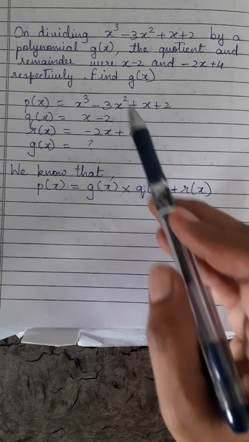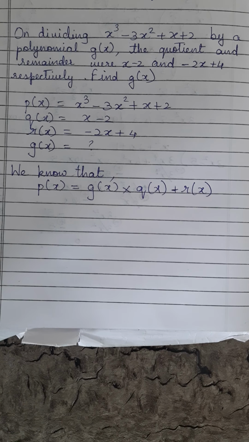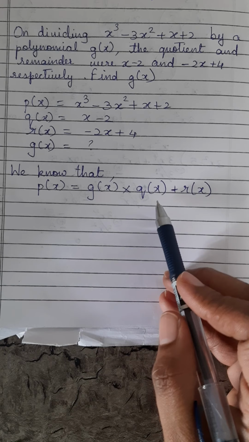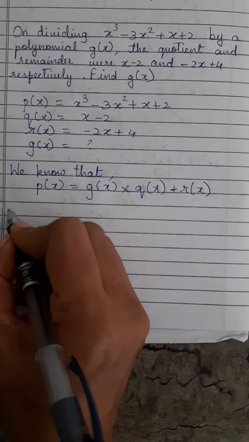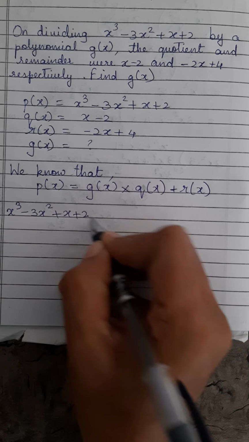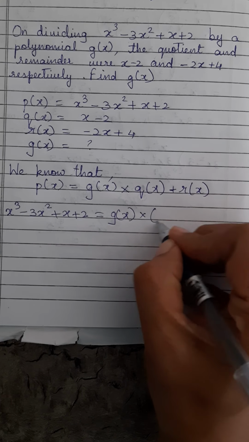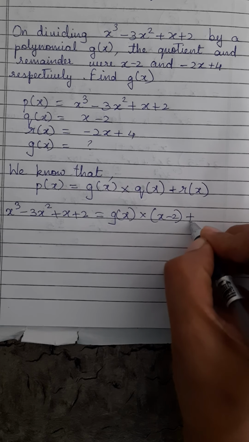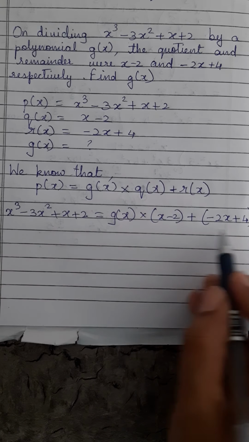What are we supposed to find? We need to find g of x. Now how can we find that? We know the division algorithm for polynomials, right? So what is the equation? p of x is equal to g of x into q of x plus r of x. So let's substitute. x cube minus 3x square plus x plus 2 is equal to g of x into q of x, which is x minus 2, plus r of x, which is minus 2x plus 4. Okay, so this is the equation.